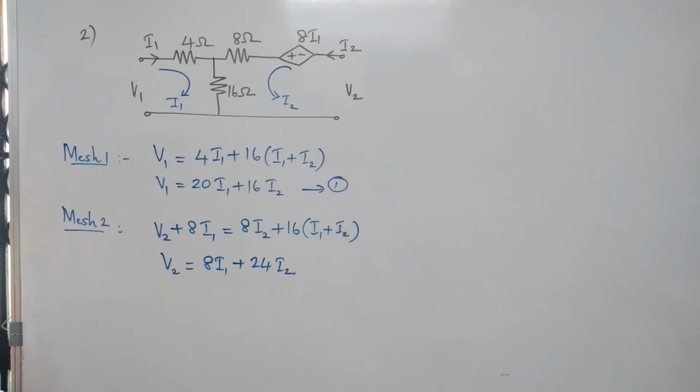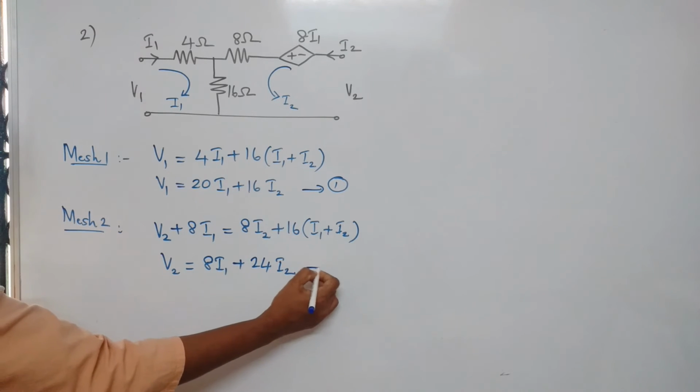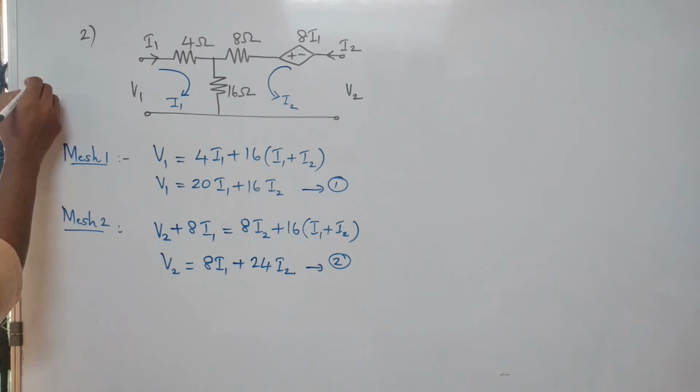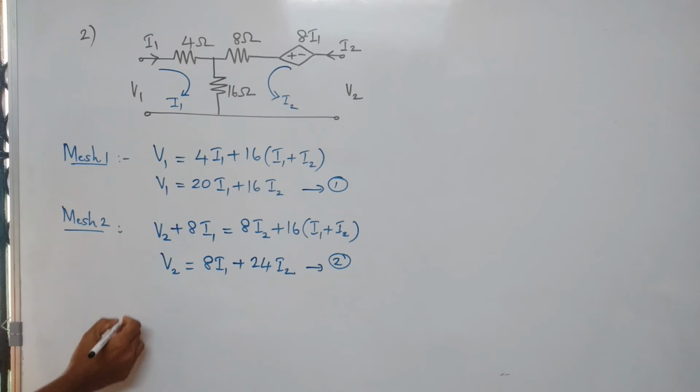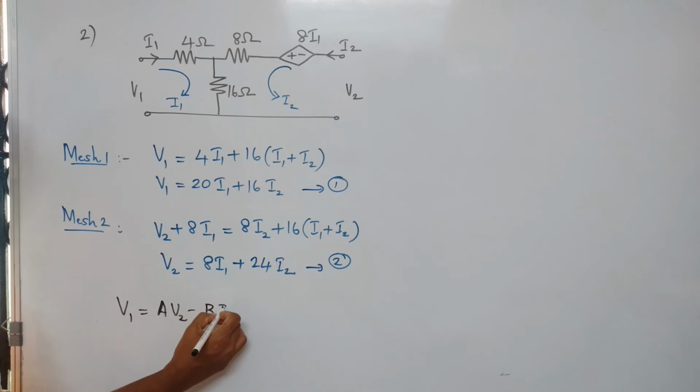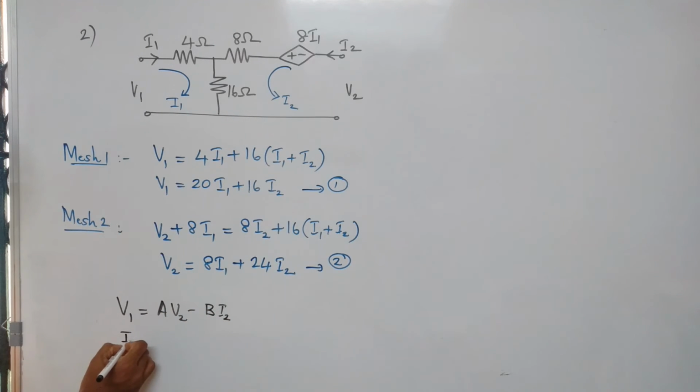Correct? So this is equation number 2. Now, what are our describing equations? Our describing equations are, for T parameter we need to get V1 in terms of V2 and I2, and similarly we need to get I1 in terms of V2 and I2.